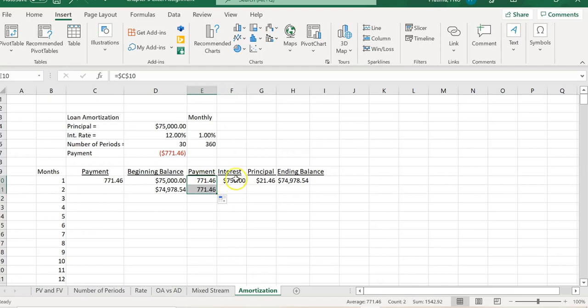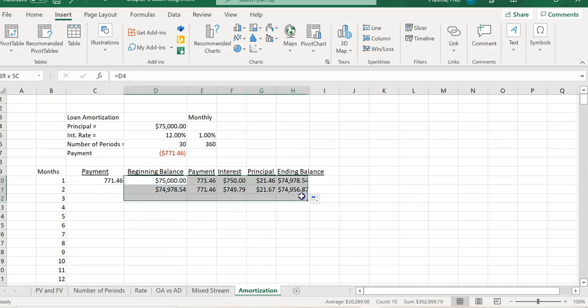This payment is the same. For interest, it will copy the formula, and the formula was beginning balance times our interest rate, and the interest rate, you remember, we made constant. And for principal, what formula did we use? E10 minus F10. That means total payment minus the interest. So again, it is taking care of that part. For ending balance, this is how it is working. So what we can do here is fill the whole thing up to the very end.